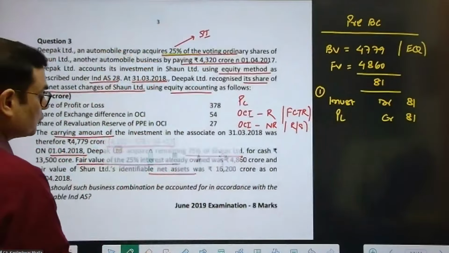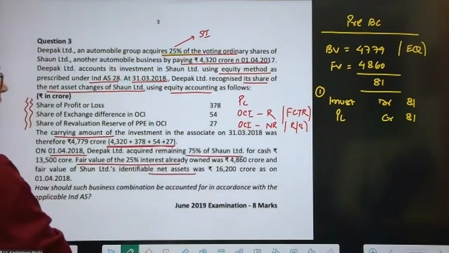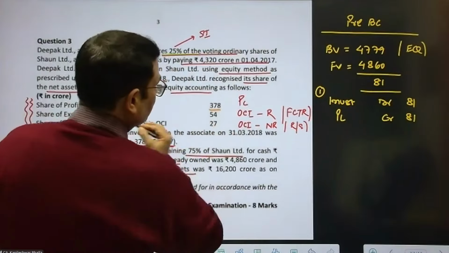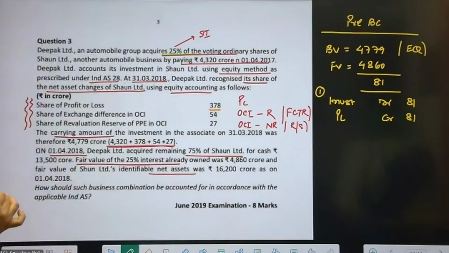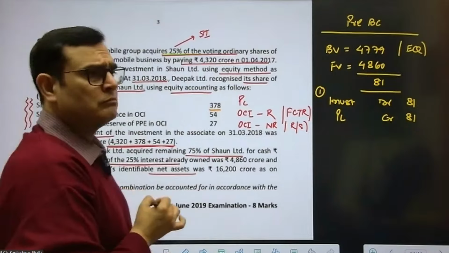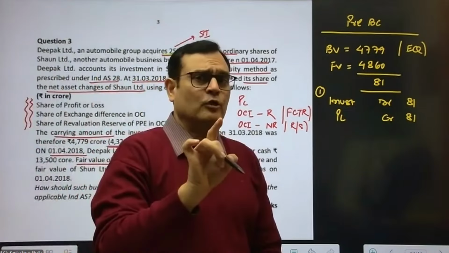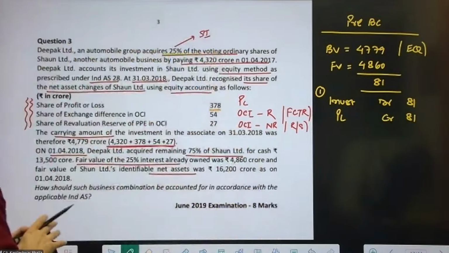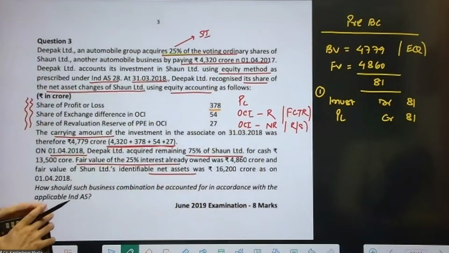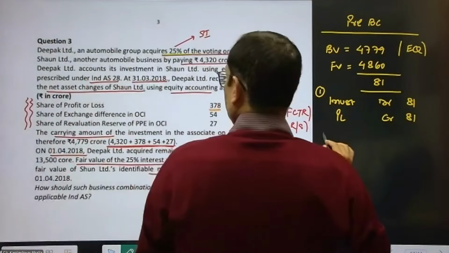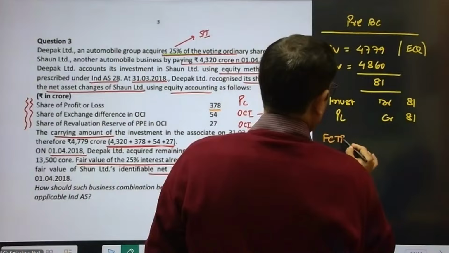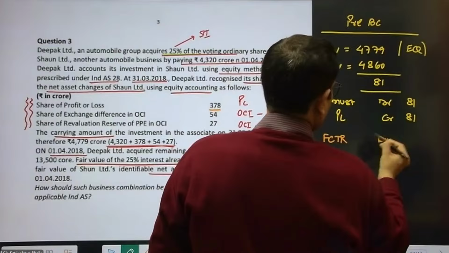Now let's make a scrutiny in terms of the balances. Is there any accounting required for this 378, the share which went to the P&L? No. We just need to take care of the amounts which are accumulated in OCI. So let's take this difference in OCI. So there is a share of exchange difference.